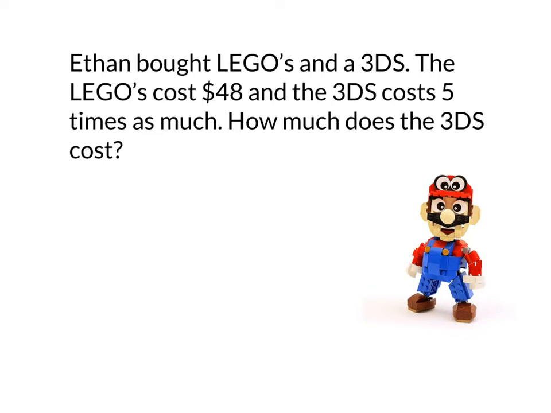So, Ethan, if I want to start this problem with drawing a bar model, do I draw 1 bar or 2 for this one? Two. Why do I draw 2? Because there's 1 for the Lego set and 1 for the 3DS. They're two separate things. Which one's bigger? The 3DS is going to be bigger, so I'll draw the Lego one small.